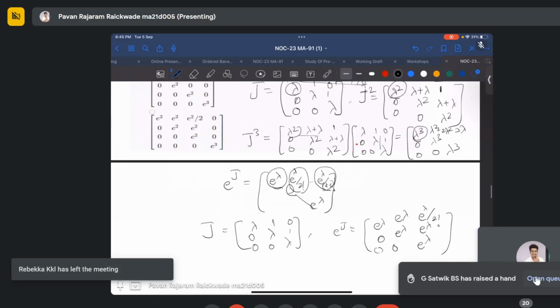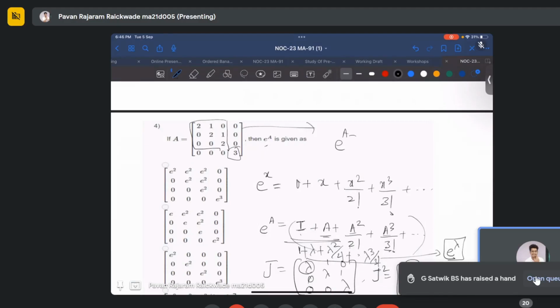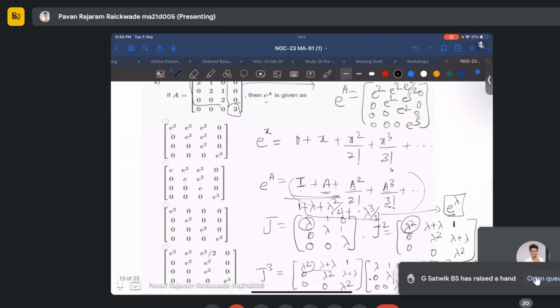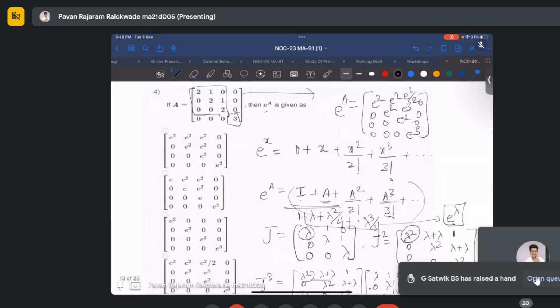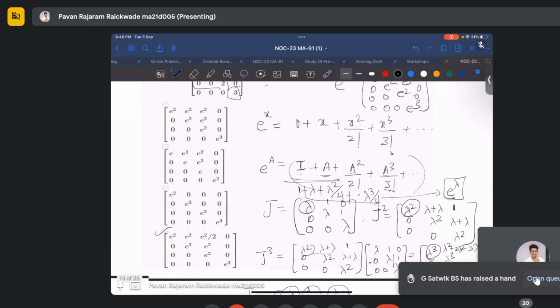Now here we have a 3 cross 3 block and a single block. So with that formula, e power A will be e squared, e squared, e squared, e squared, e squared, and then e squared by 2, e squared, e cube. Is that correct? Yes, sir. Then option D, is it? Yes. Oh, that's good. Thank you for the formula.